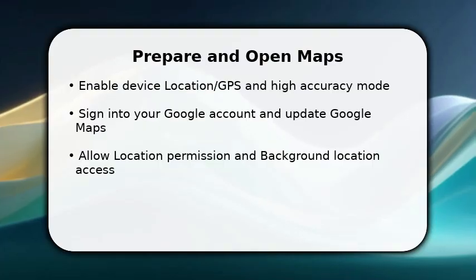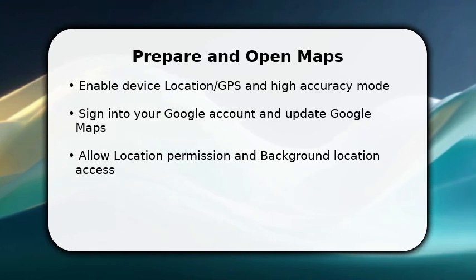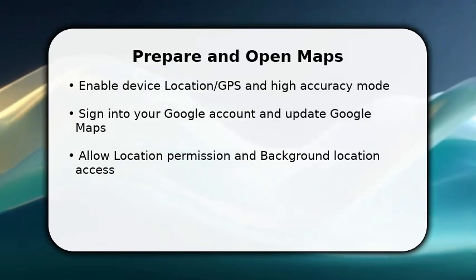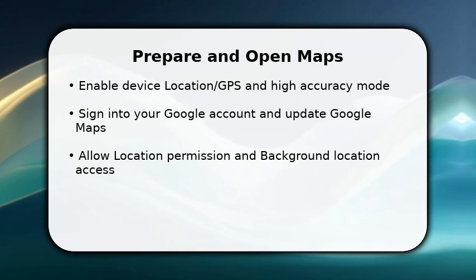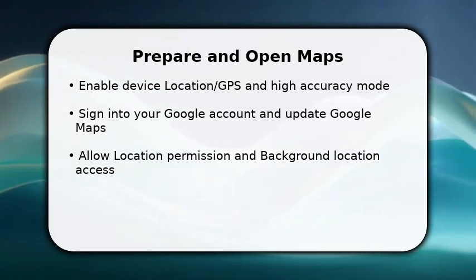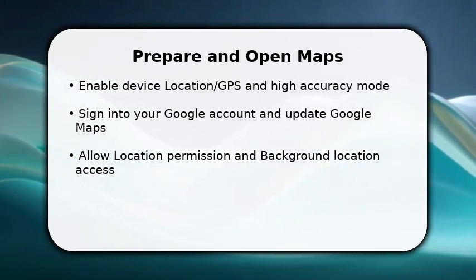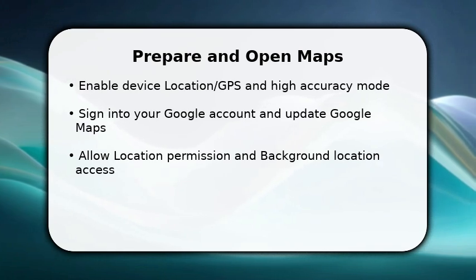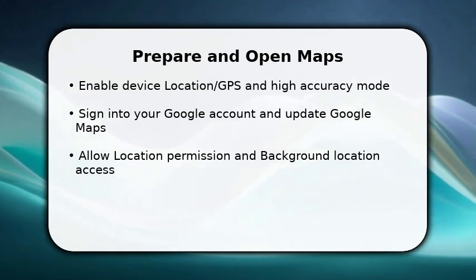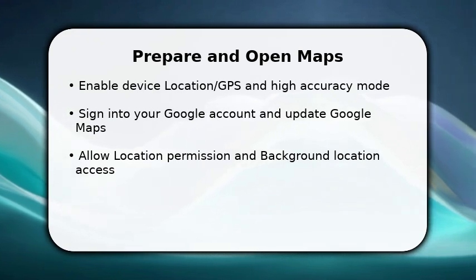Enjoy the video. You start by enabling location and setting high accuracy. This improves GPS precision. Once done, sign into your Google account and open Google Maps so the app can tie position to your profile. Make sure Maps has location permission and background location access. This lets tracking continue when the app is minimized. Also confirm battery optimization won't restrict Maps.